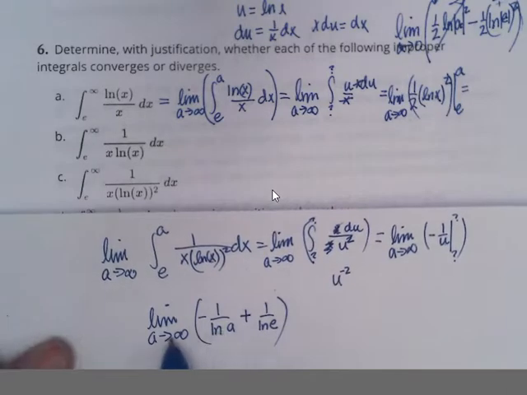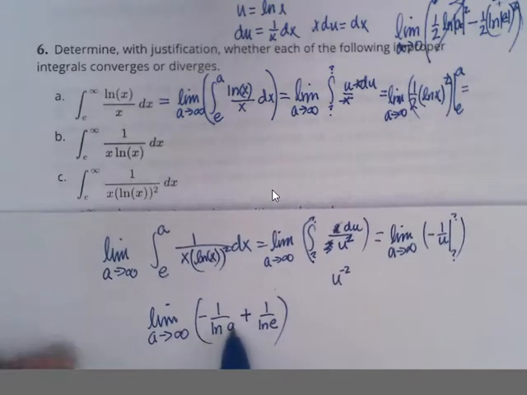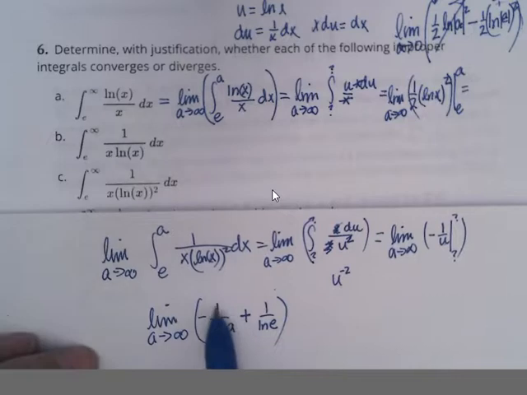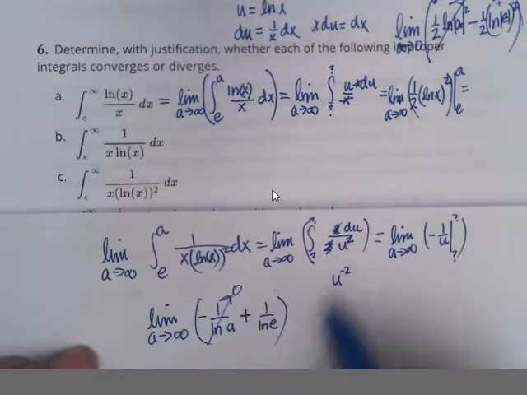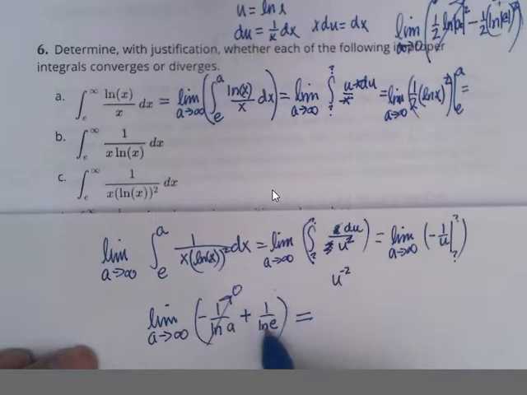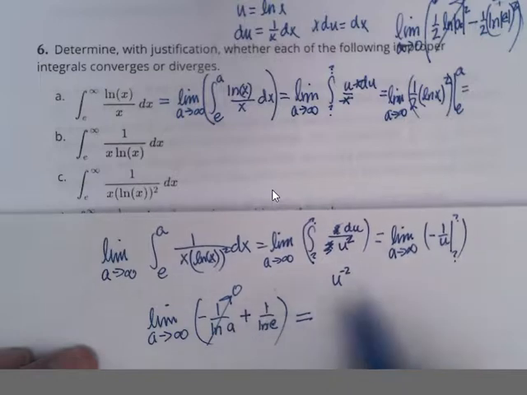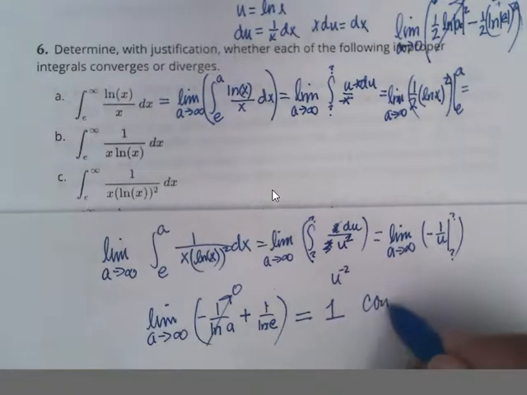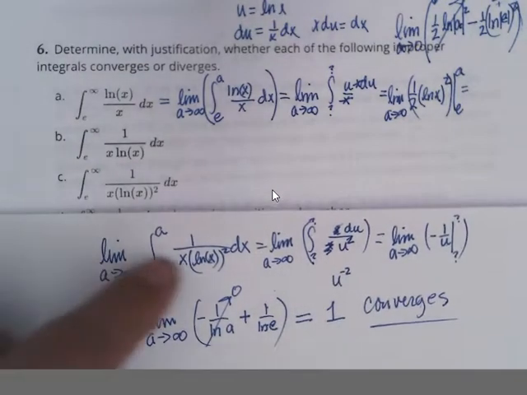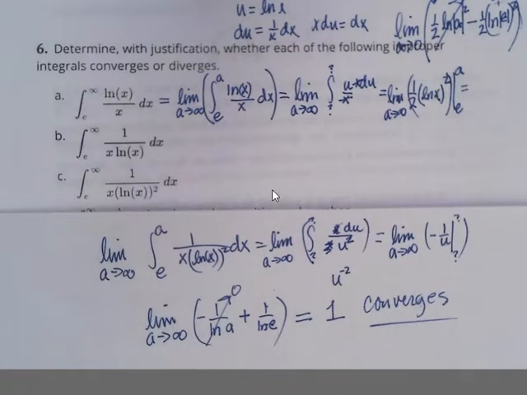As a goes to infinity, ln a goes to infinity, and if the denominator gets really big, this will go to 0, and so this is all that's left. ln of e is 1, so we have 1 over 1, which is 1. So this one converges, and the integral value is 1.